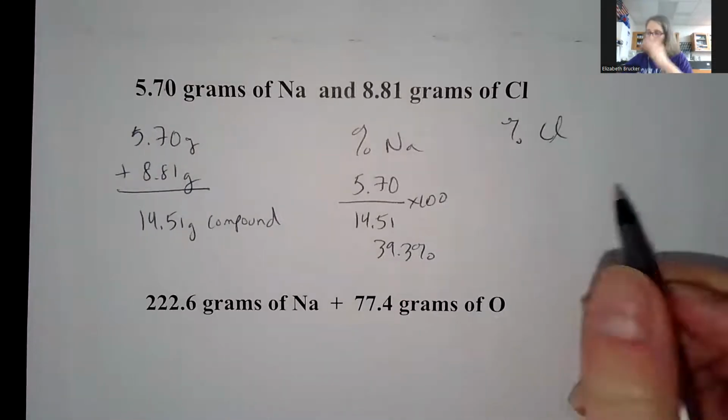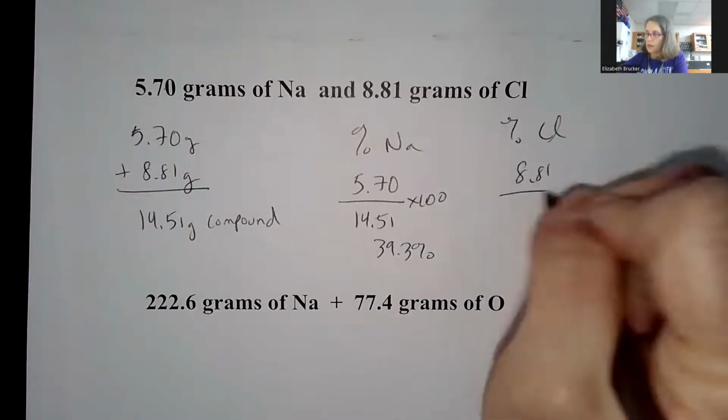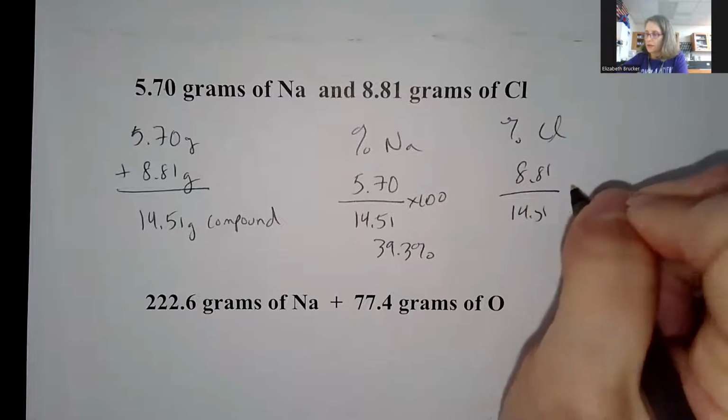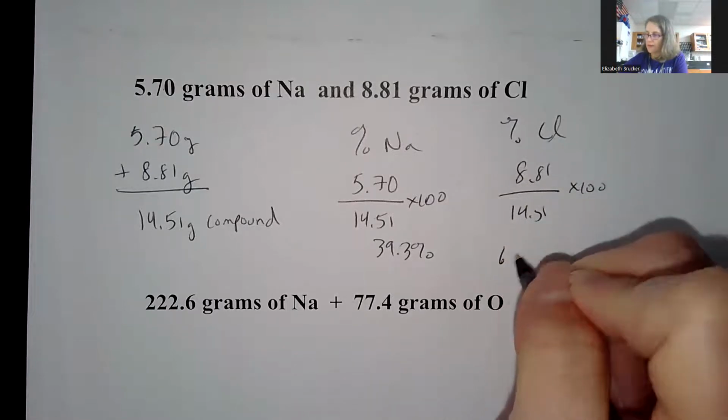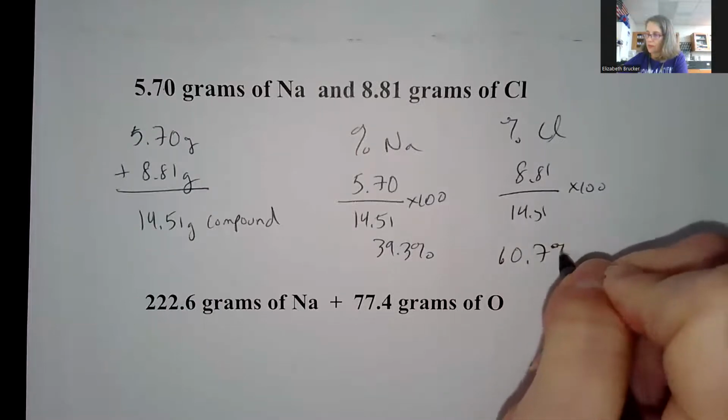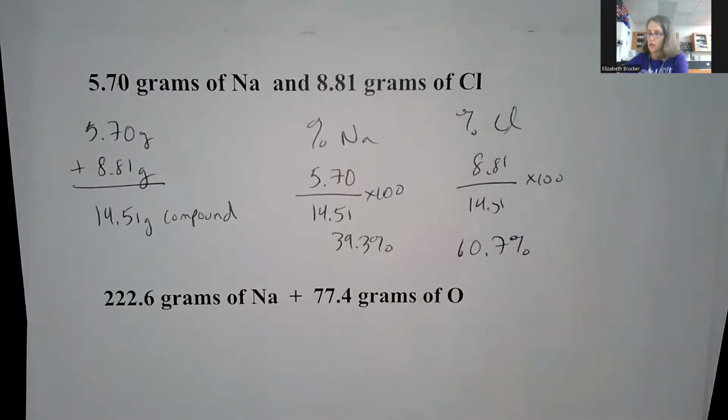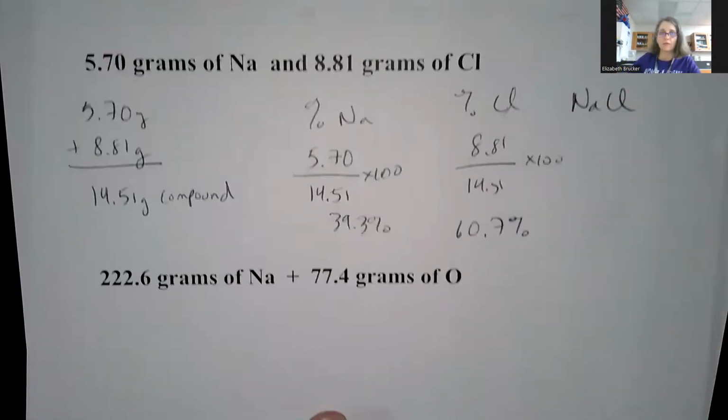And chlorine, 8.81 over the 14.51 times 100, is going to be approximately 60.7, which we got previously, because we know that the formula is NaCl. We know we have 1 Na and 1 Cl every time we have that compound.